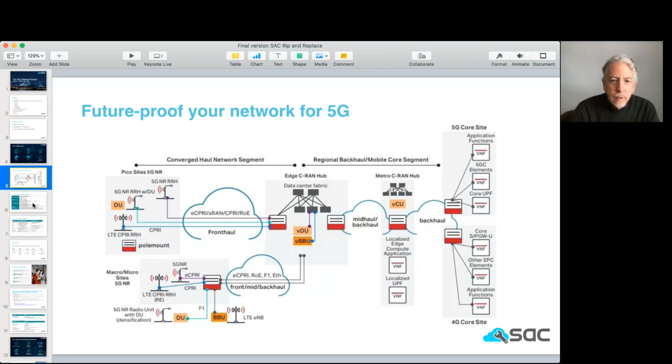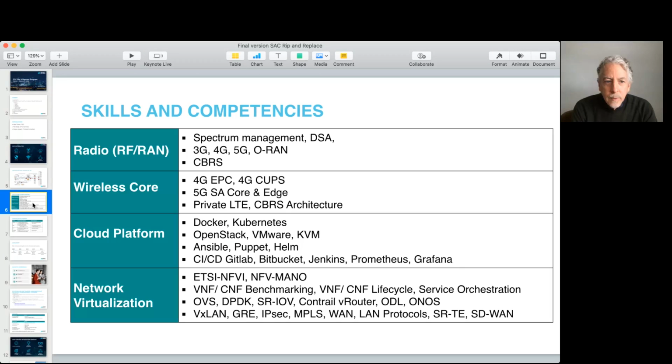Okay. Hopefully that slide lays some foundation and perspective on our skills and competencies. So you can see, top to bottom, radio to network virtualization. Casey's the expert on the radio side, spectrum management, DSA, ORAN, and CBRS is also becoming an issue that's grabbing everyone's attention in that band. We've got a lot of experience on the core side, 4G core, 5G core, and know how to discuss these things with companies in a business sense, and not just in an abstract technical sense.